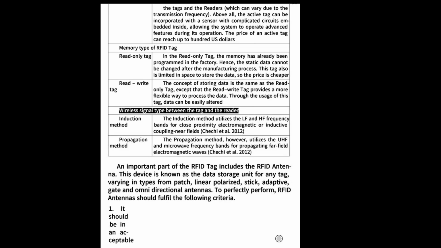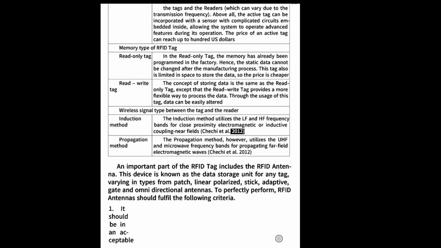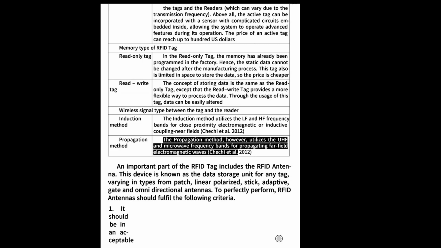Wireless signal type between the tag and the reader. Induction method: The induction method utilizes the LF and HF frequency bands for close proximity electromagnetic or inductive coupling near fields. Chechi et al. 2012. Propagation method: The propagation method, however, utilizes the UHF and microwave frequency bands for propagating far-field electromagnetic waves. Chechi et al.